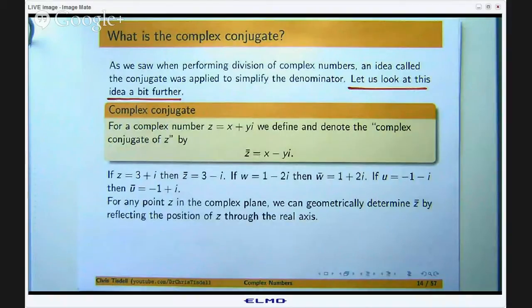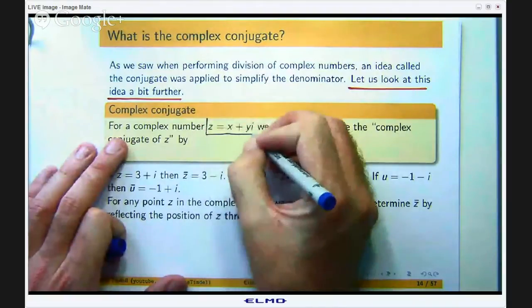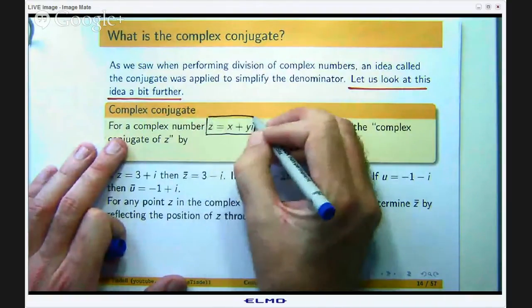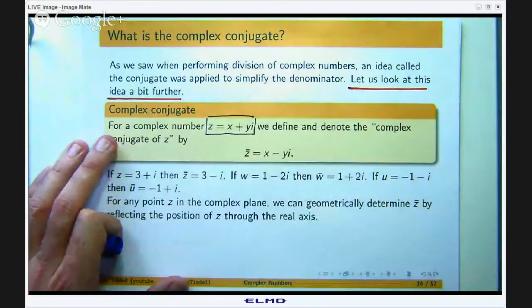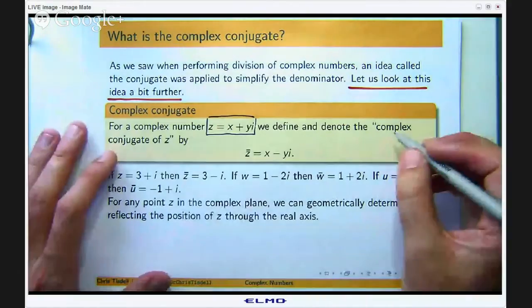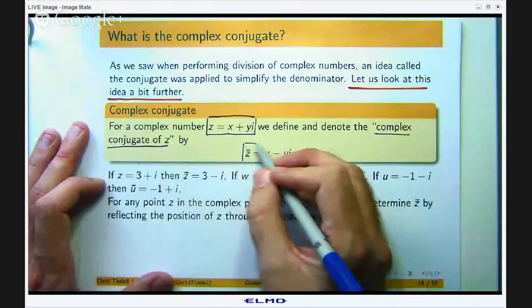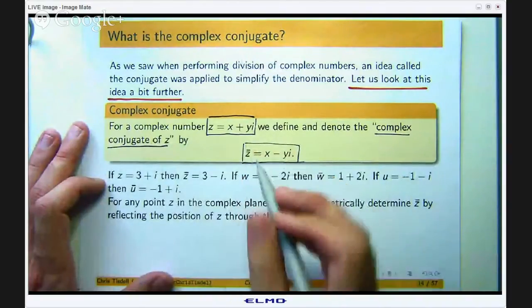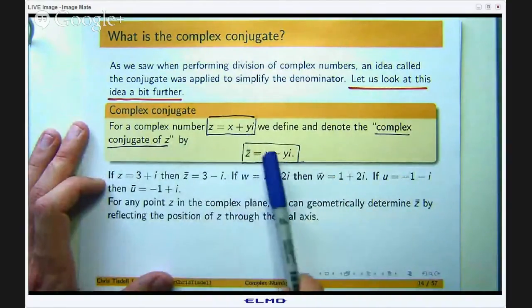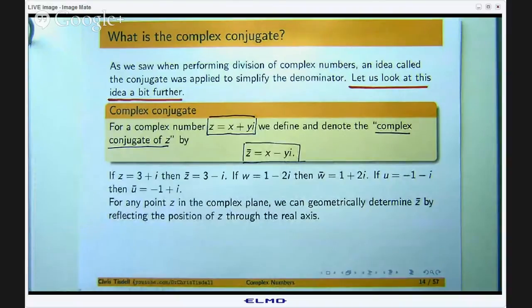Okay, so suppose I have a complex number z written in Cartesian form, x plus yi, where x and y are real numbers. x is the real part, y is the imaginary part. Then we talk about the complex conjugate of z as this z bar, and basically you have the same real part and you just change the sign on the imaginary part. Okay, so let's look at a couple of examples.